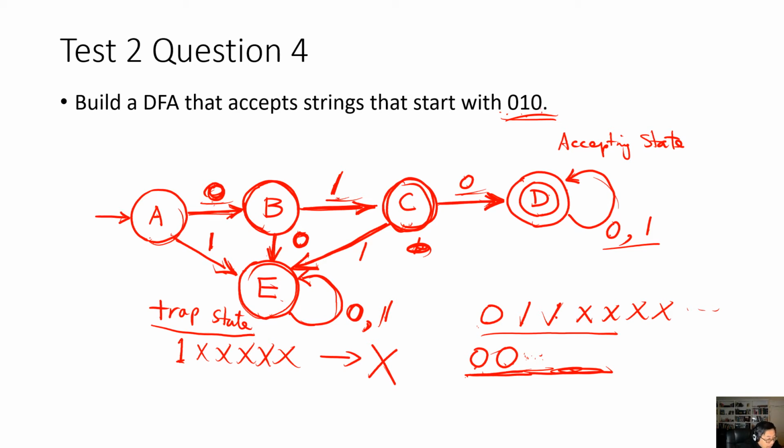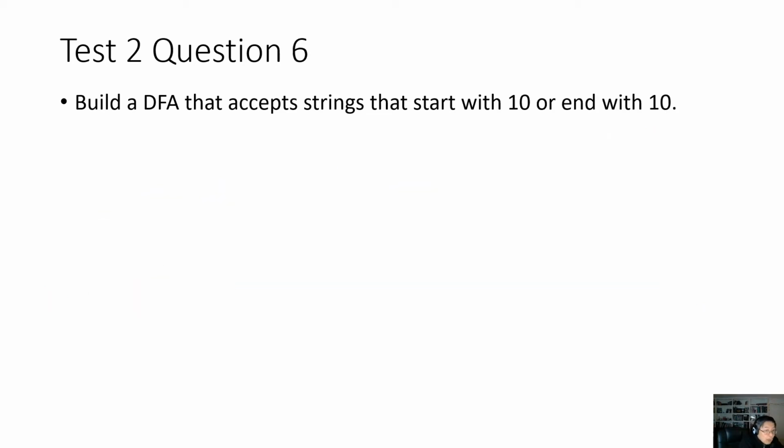And this DFA can accept strings that start with 0, 1, 0. Any string that does not start with 0, 1, 0 will be rejected. It will eventually end up in state E, which is the trap state or dead state. Okay, so that's basically the answer for question 4.